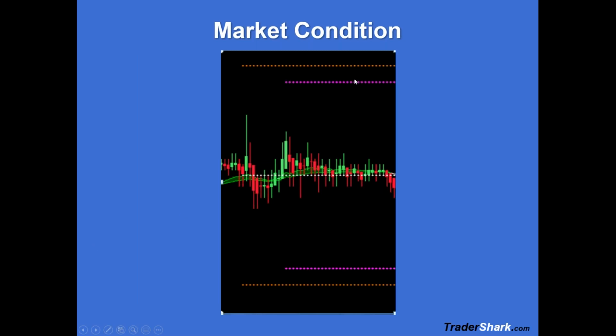What are these outer levels? I'm not going to tell you here, right? That's the gravy. I'm not going to give you the gravy while we're in a presentation, but I want you to see the white dotted line. That white dotted line is the opening price.